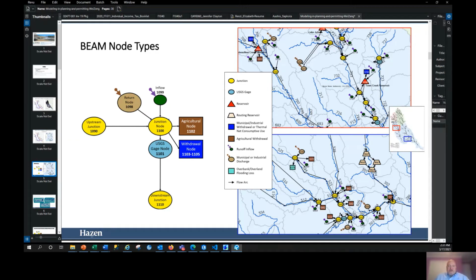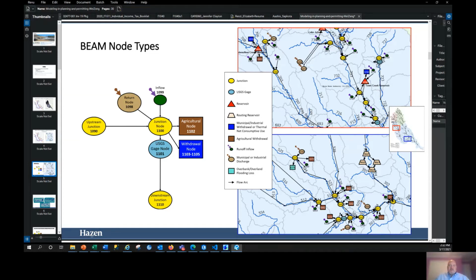This further zoom more clearly shows the structure of a BEAM in general and the range of features included. Like ResSim, the BEAM consists structurally of nodes connected by arcs. The backbone of the model consists of junction nodes in yellow, which are points of interest along the stream network. Arcs connecting junction nodes form the stream network itself.